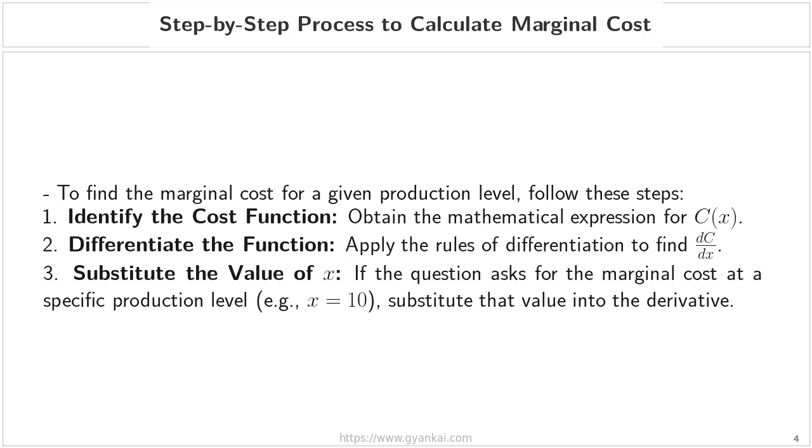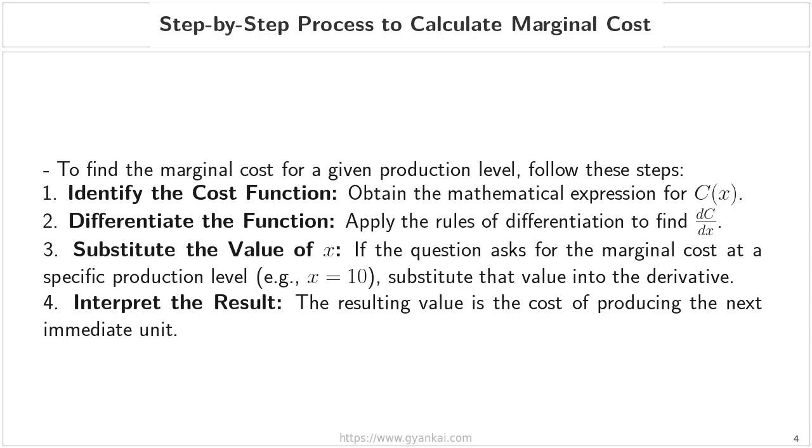Third, you will substitute the value of X if the problem asks you to find the marginal cost at a specific production level. For instance, if X equals 10, you simply plug that number into the derivative formula you just created. Finally, you must interpret the result. It is important to remember that the final value you calculate represents the approximate cost of producing the next immediate unit of the product. To help you visualize this process, we will now move on to an illustrative example where we apply these steps to a real-world scenario.